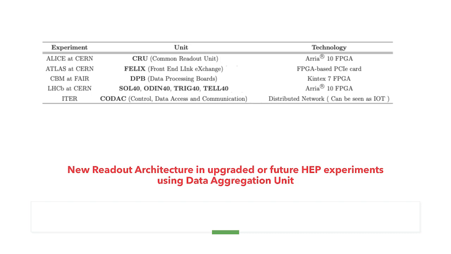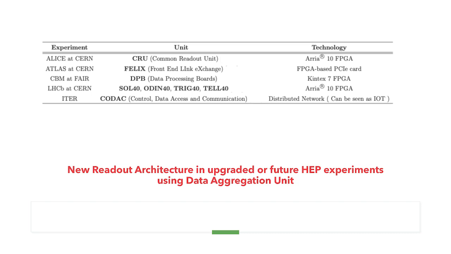At LHCb, that's another detector at CERN like ALICE, it's SOL40, ODIN40, TFC40, TELL40. These are all referring to the same data aggregation unit, dedicated for different functionalities. It uses the same architecture as Arria 10, and actually it uses the same hardware. Just the names are different because of the functionalities.